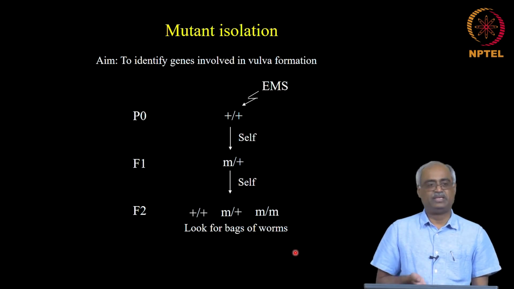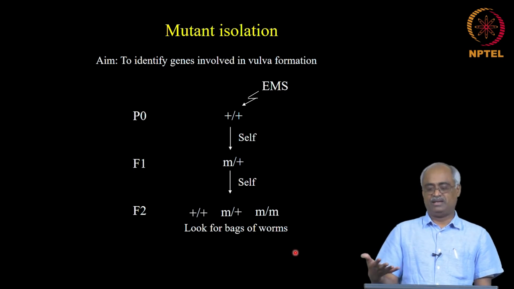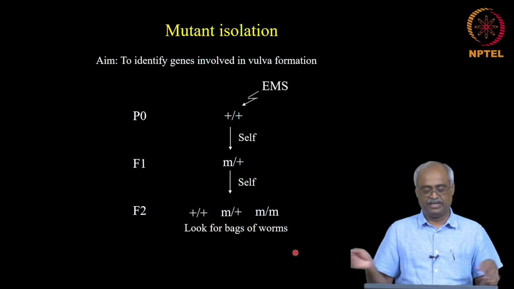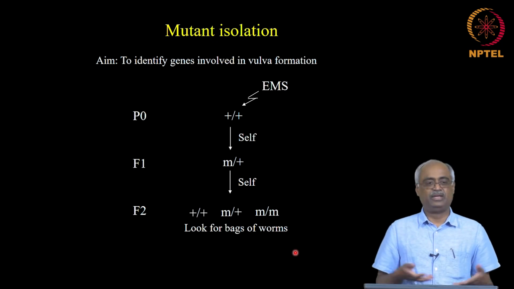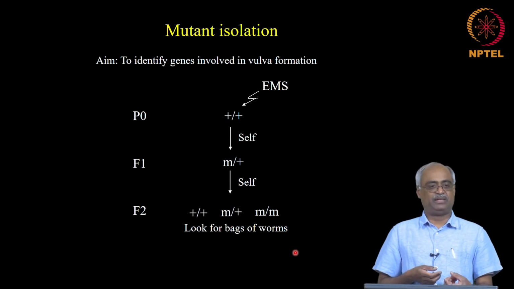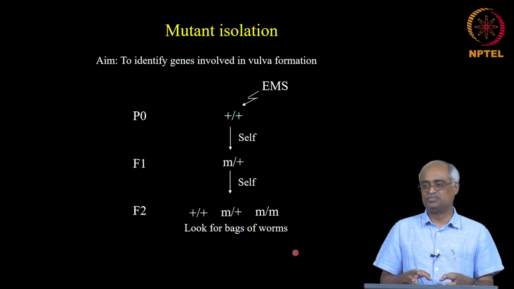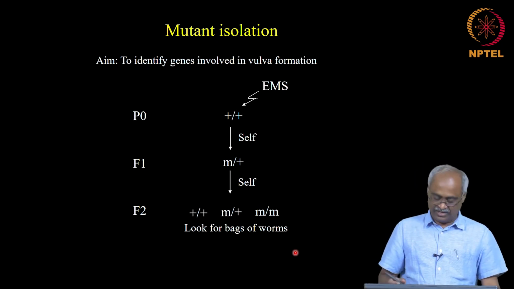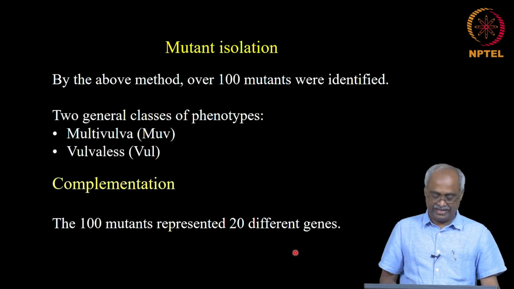So here this was an easy thing. You have a plate, let us say I put a lot of F1s, like 10,000 F1s, and I am looking at the progeny. I may not need even more than 2 seconds to look at a plate. The moment I look at the plate, a bag of worms, I will immediately know. Then you pick that. That was the result of the screen. So, what did they get?